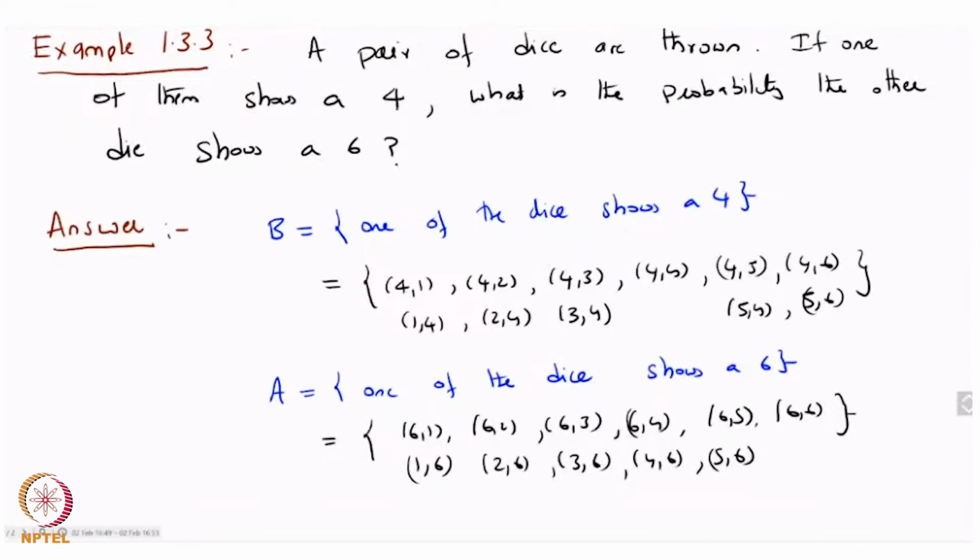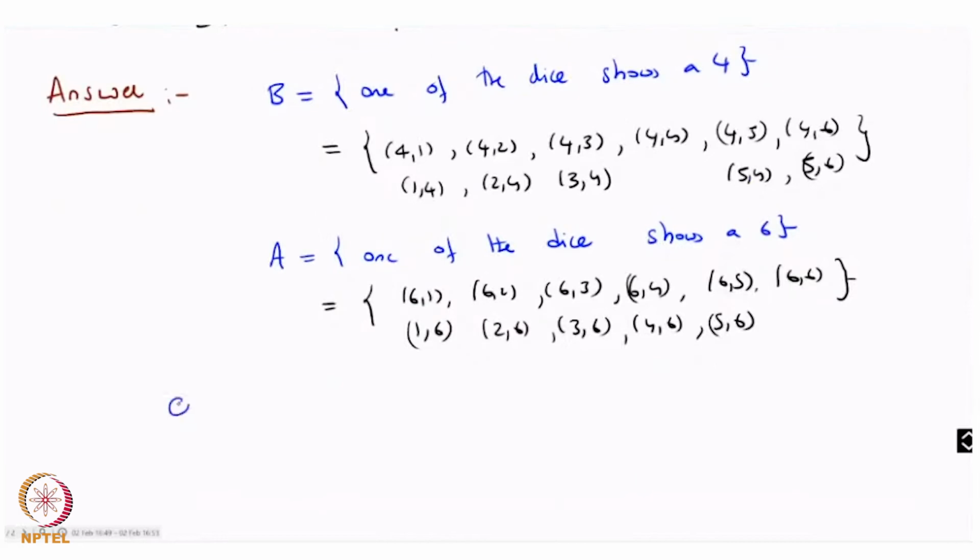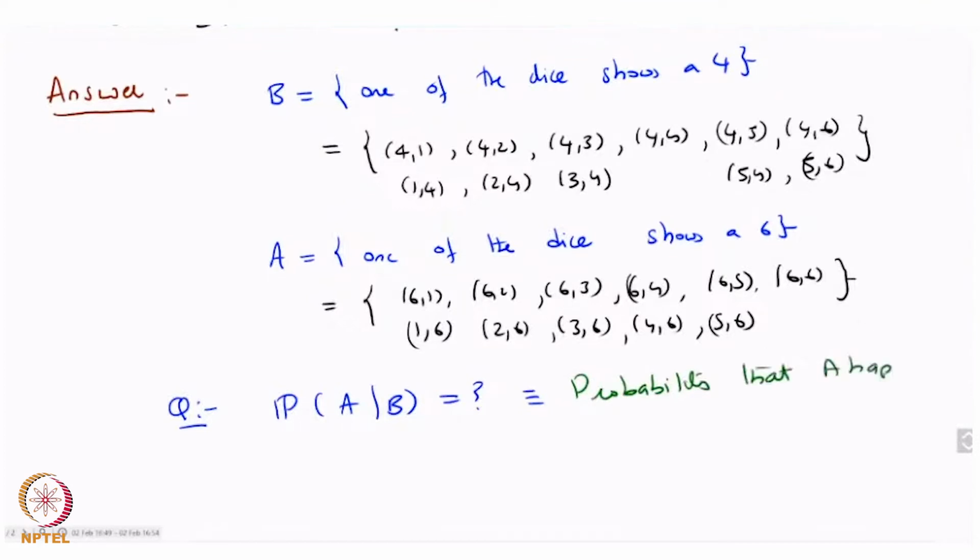So what is the question? What is the probability of A given that B has happened? This is the question. Let me write this down in green. The English way of thinking about this is: the probability that A happens given that B has already occurred. This is what you have to find out. Very good.